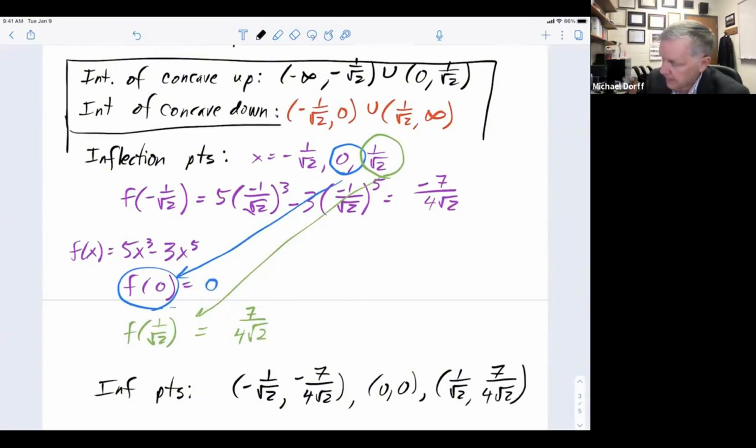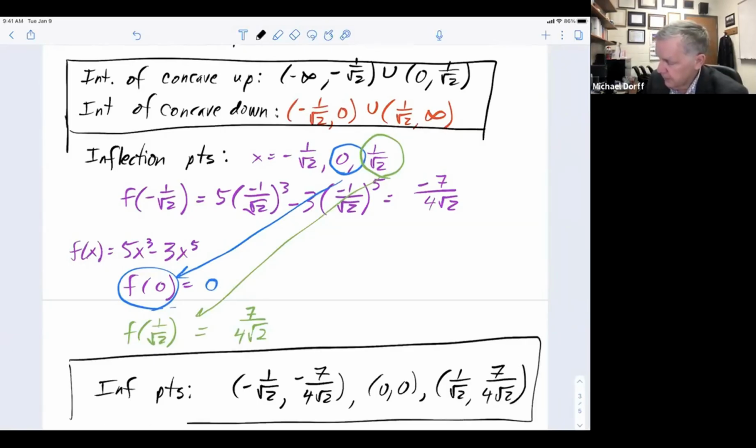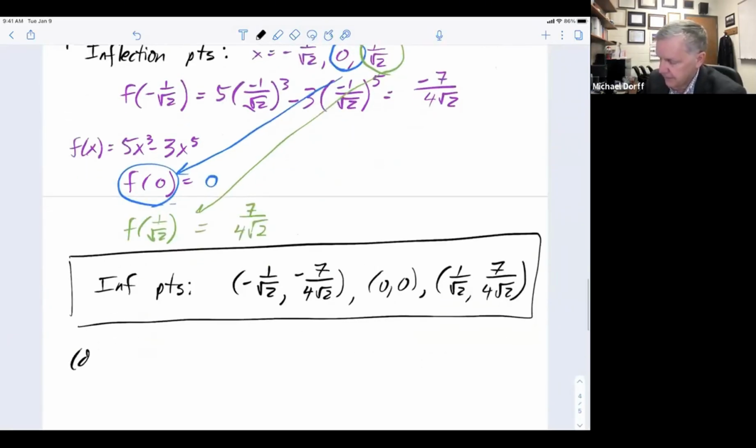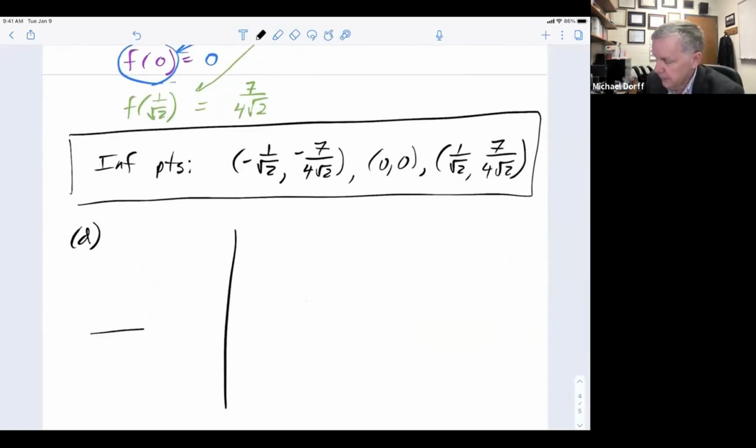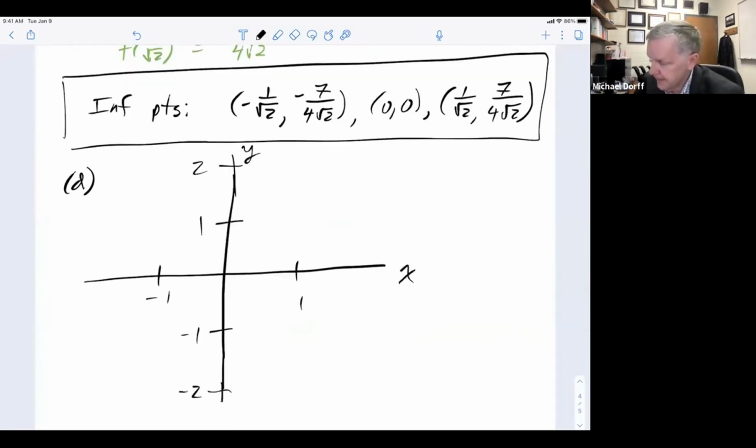All right, so I've got my concaves up and I've got my inflection points. And then the last thing it asks me to do is to sketch a graph of this. So I can use all this information I have here, an axis here. This is the y-axis, this is the x-axis. And using all the information I have here, I know I have an inflection point here. I have a local min here. So this was a local min. This was an inflection point. I had a local max here. And we got that in part B. The local max and local min are from part B.